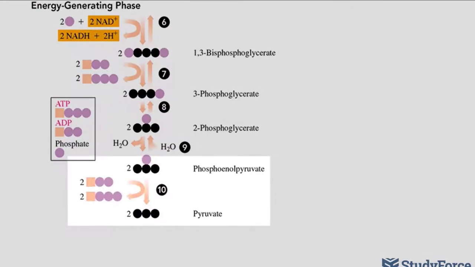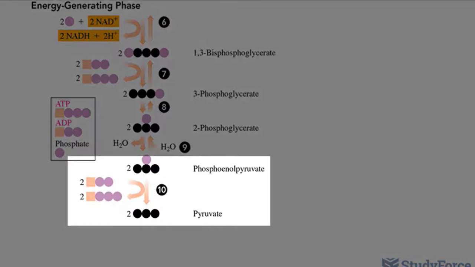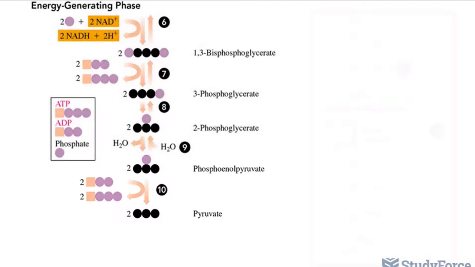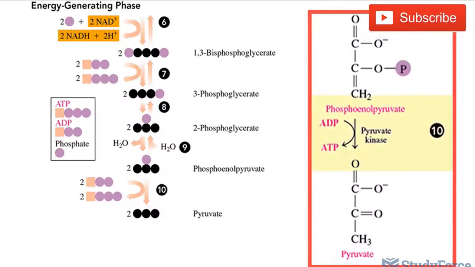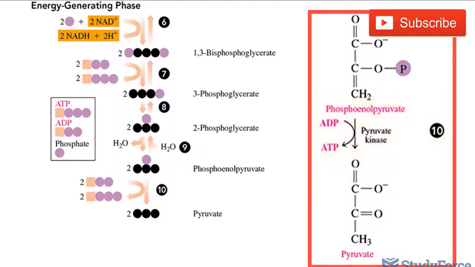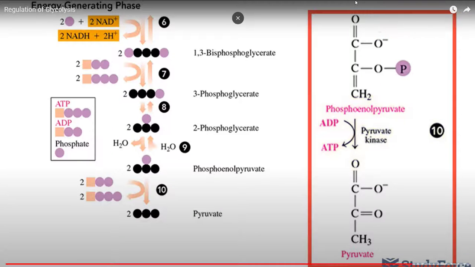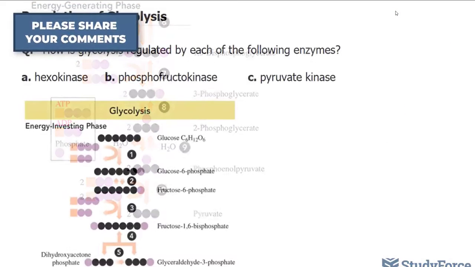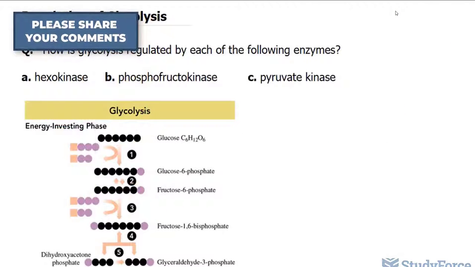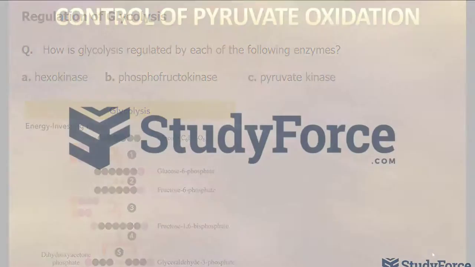In reaction 10, which is the last reaction in glycolysis, phosphate groups from 2 phosphoenolpyruvate molecules are transferred by pyruvate kinase to produce 2 pyruvates and 2 ATP molecules. High levels of ATP or acetyl-CoA, which is a molecule that's produced from pyruvate, inhibit pyruvate kinase, and this stops more pyruvate from being formed. And there you have it, a quick discussion on how glycolysis is regulated.